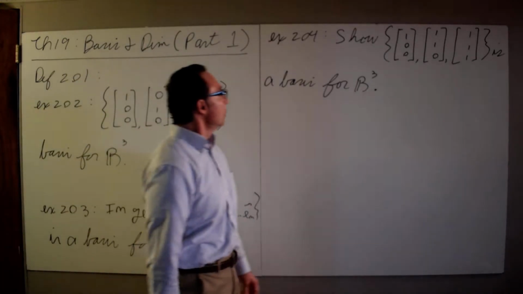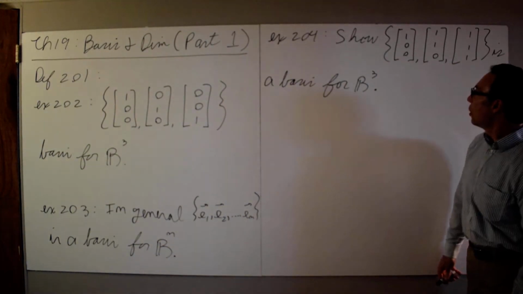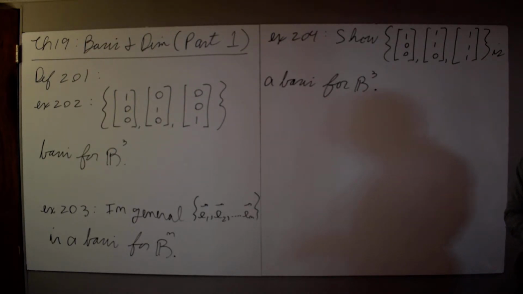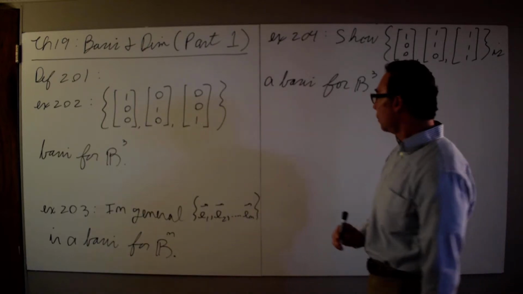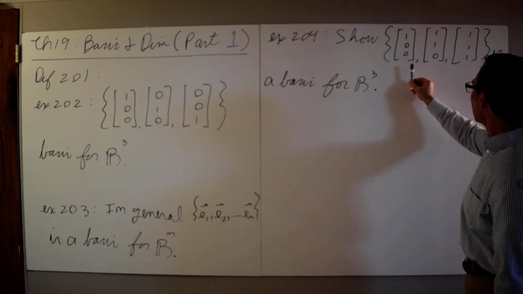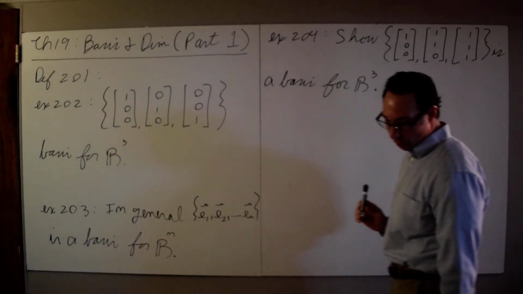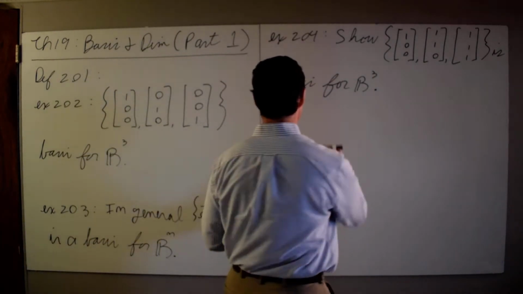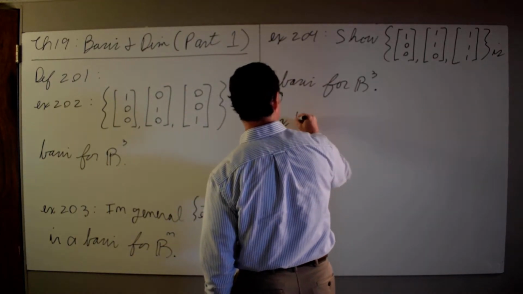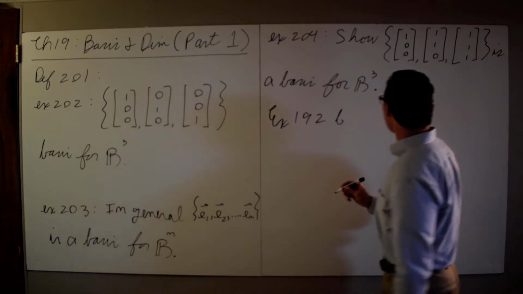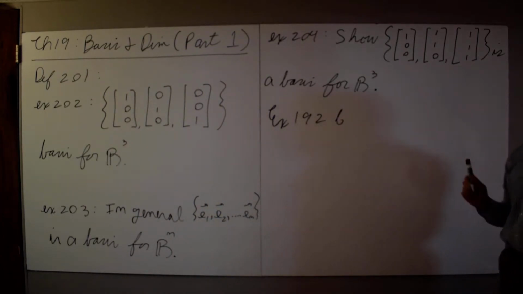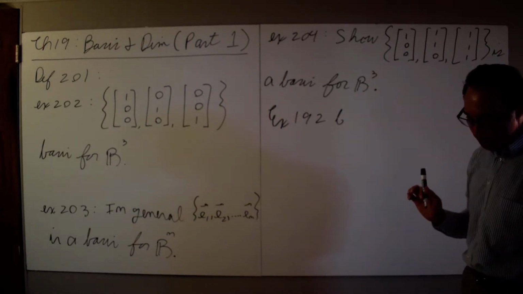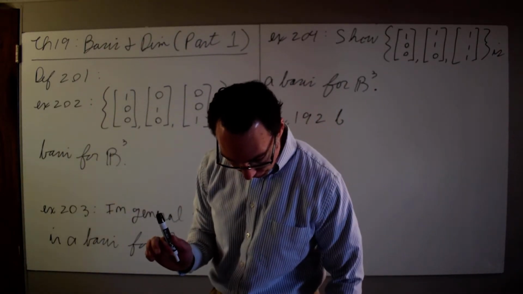Now what we want to do, for example 204, is show that this set is also a basis for R3. We want to show that this set of vectors is linearly independent and spans R3. In example 192b, we saw that this set of vectors is linearly independent. So we need only show that this is a spanning set. How do we do that?